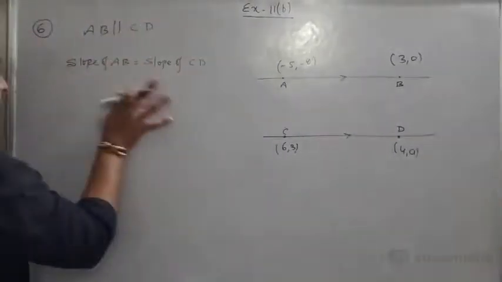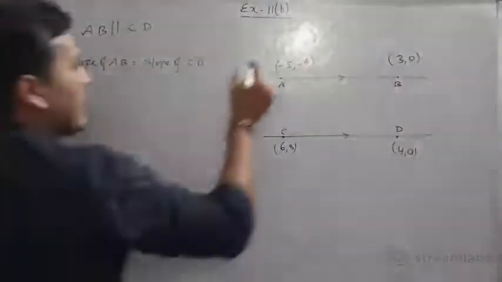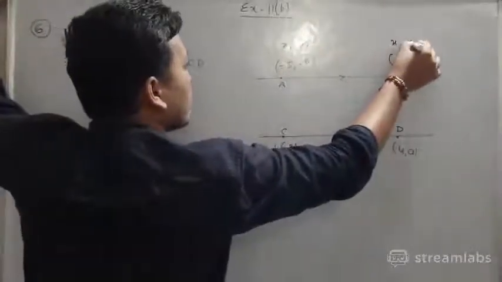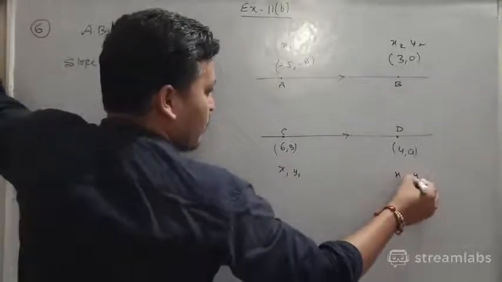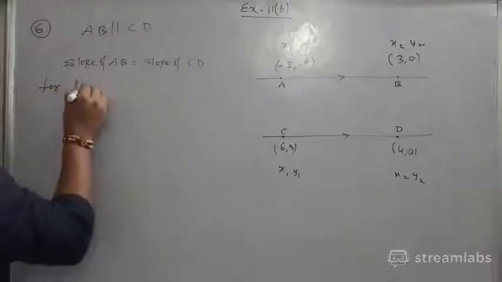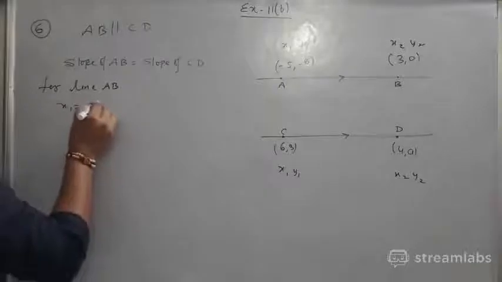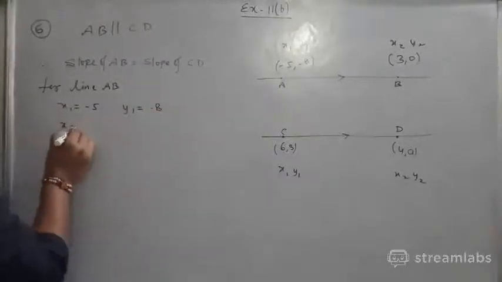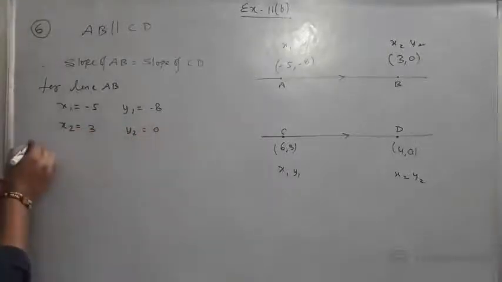Next, how can you calculate the slope when two points are given? We write the points as (x1, y1) and (x2, y2). Here for line AB, x1 is equal to -5 and y1 is equal to -8, x2 is equal to 3 and y2 is equal to 0. So can you calculate the slope?